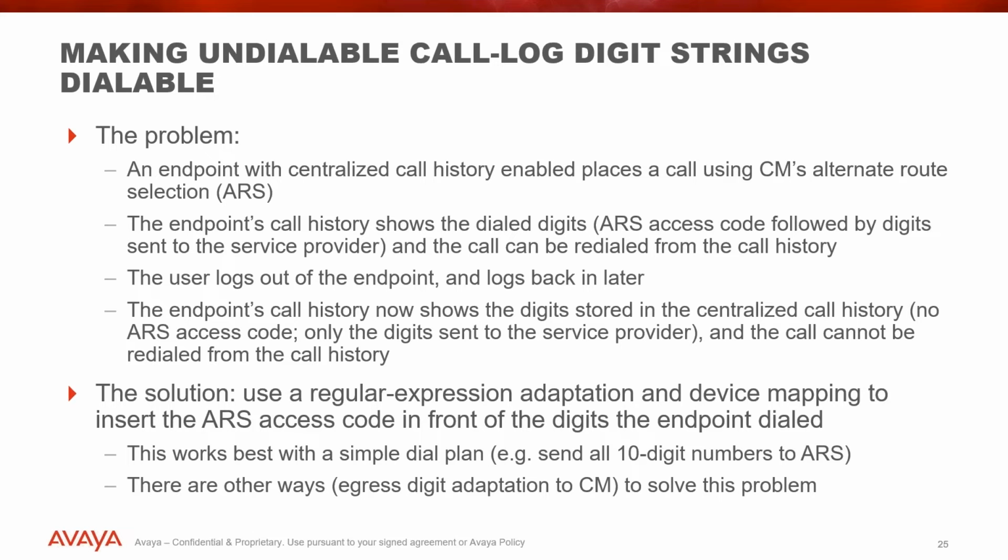So the solution, we're going to use a regular expression adaptation and a device mapping. We're going to insert the ARS access code in front of the digits the endpoint dialed. Now, this works best with a simple dial plan. For example, we're going to send all 10-digit numbers to ARS.